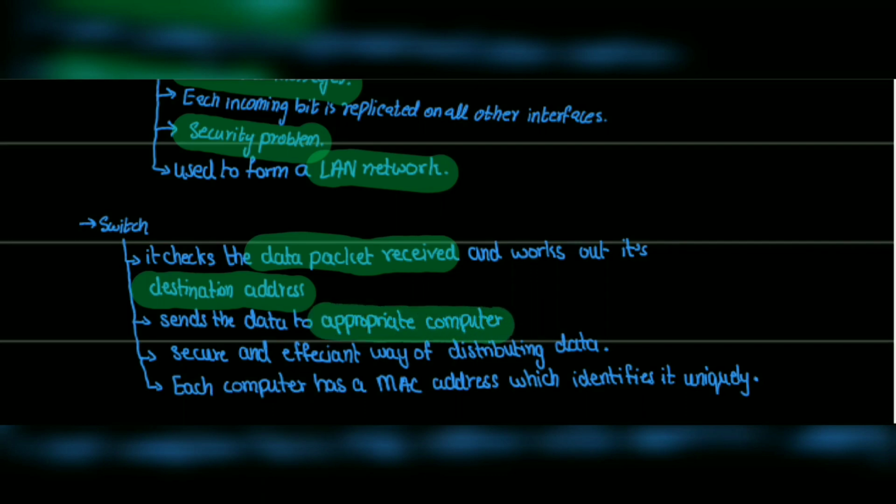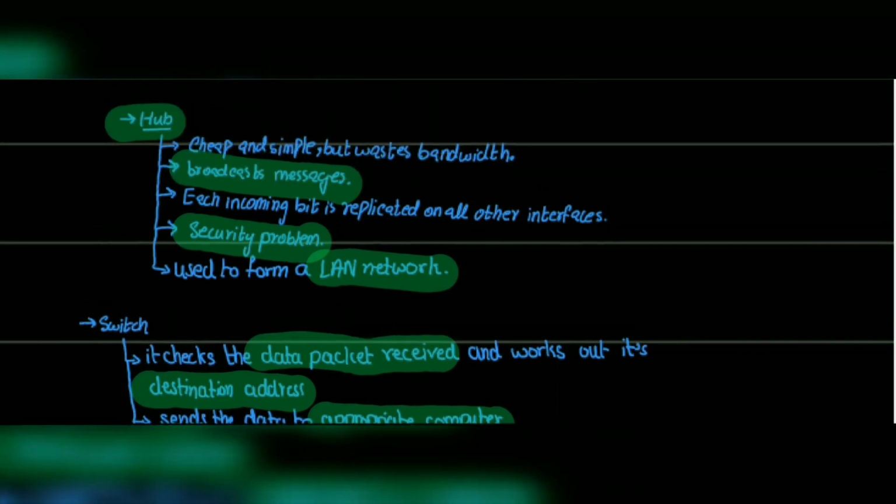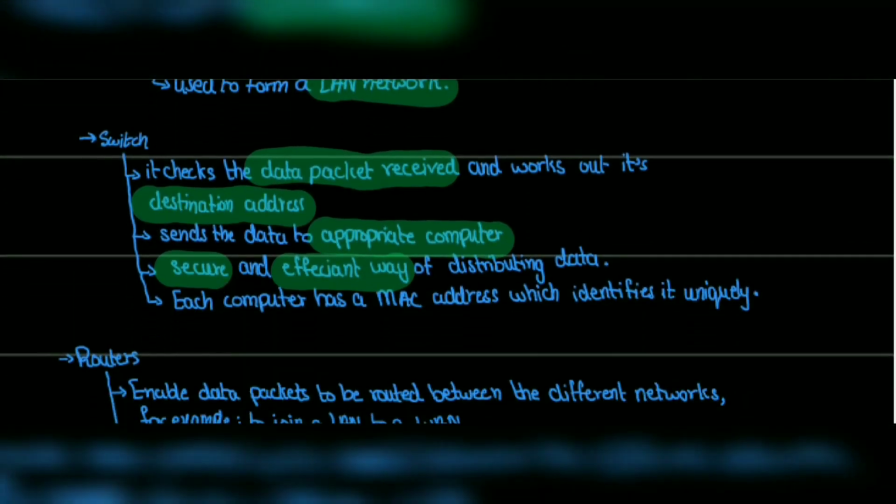So you can say that a switch is much smarter than a hub. It knows where the data is coming from, and it knows where to send it. It is a secure and efficient way of distributing data. Definitely, it doesn't waste bandwidth, and it is very secure as well. There's no privacy issue here. Each computer has a MAC address that identifies it uniquely.